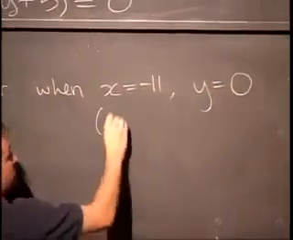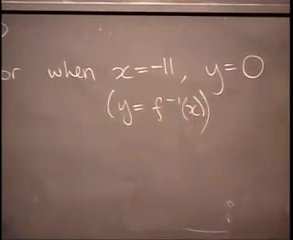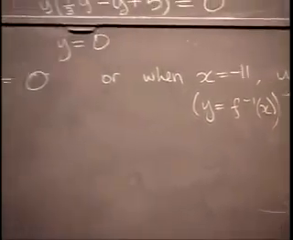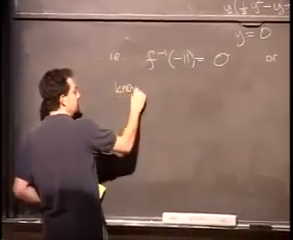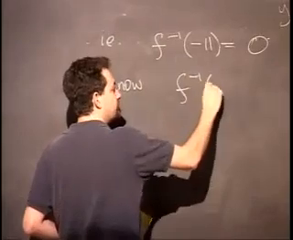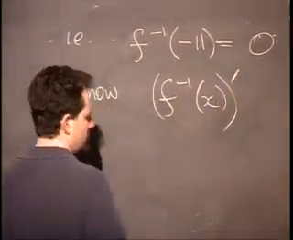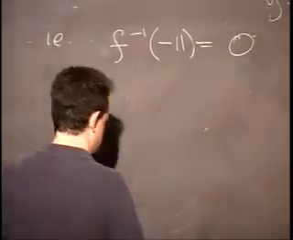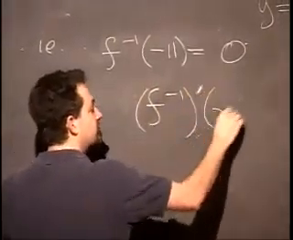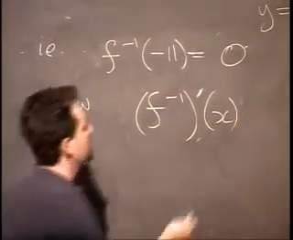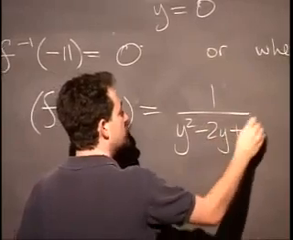Bearing in mind, of course, that y is the inverse function of x. Just to remind you, these two things mean the same thing. And we need to find the derivative. Well, we know that the derivative, actually, that's not the way I want to write it. It's the bad way to write it. It's the inverse function derivative. We have proved above in part A that this is 1 over y squared minus 2y plus 5.